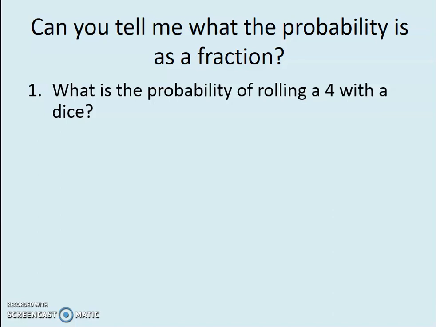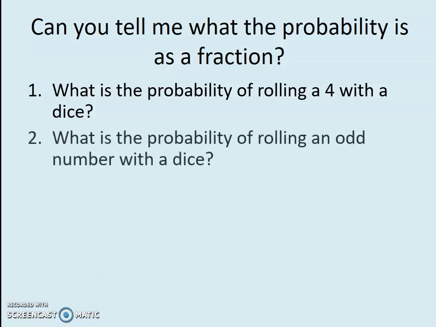What is the probability of rolling a 4 with the dice? How many possibilities are there in total? 1, 2, 3, 4, 5, 6. 6 possibilities are there and 4 is one among those possibilities. So what will be the probability? It will be 1 over 6.